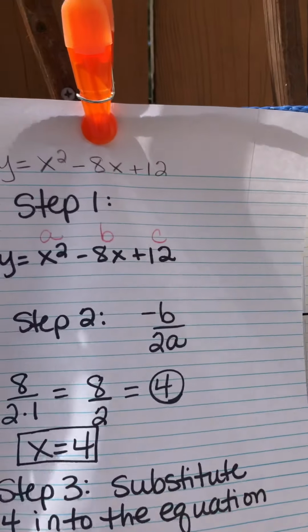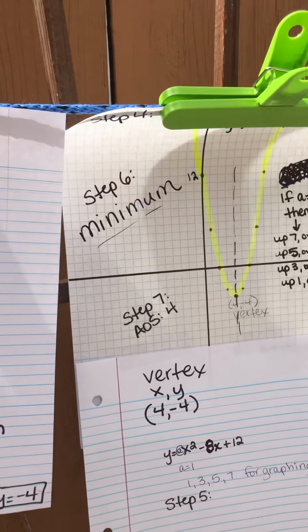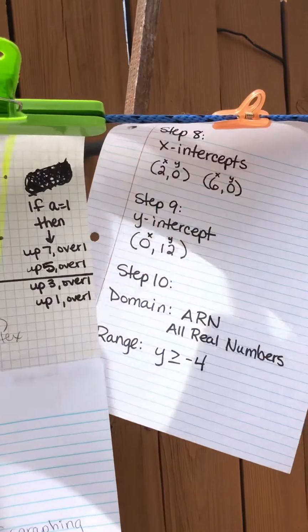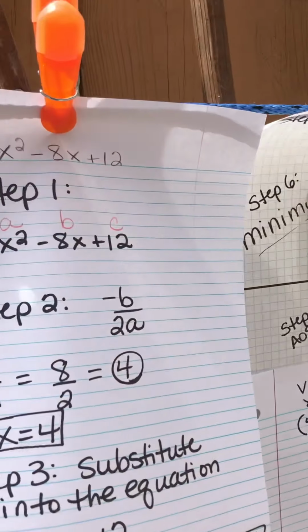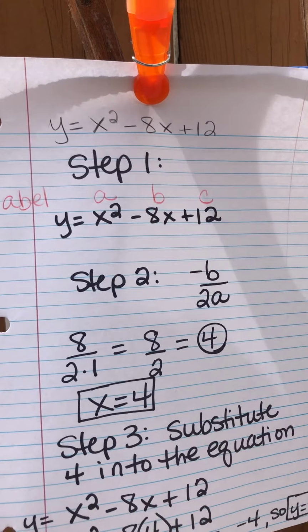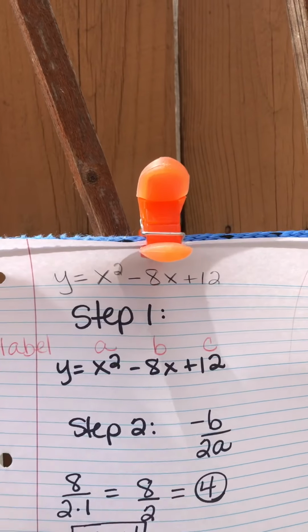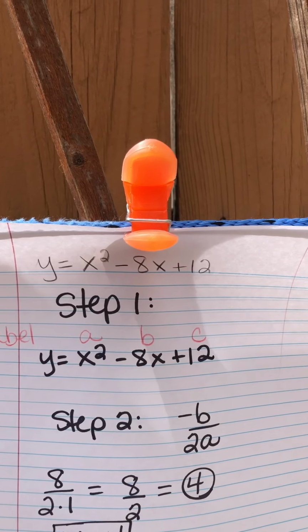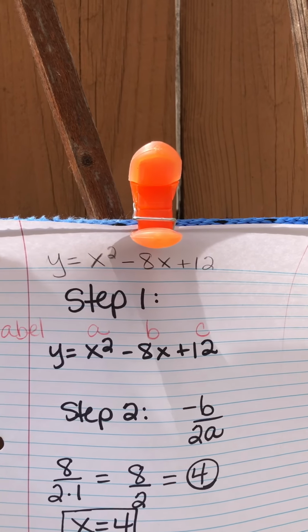Okay, so problem number 1. And I'm thinking about it in 10 steps. Okay? So we have y equals x squared minus 8x plus 12. So step 1, I'd like you to label a over the x squared, b over the negative 8, and c over the 12.